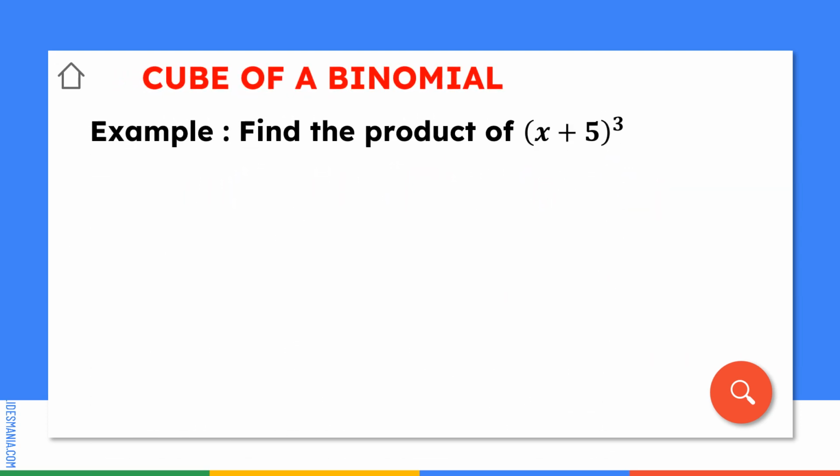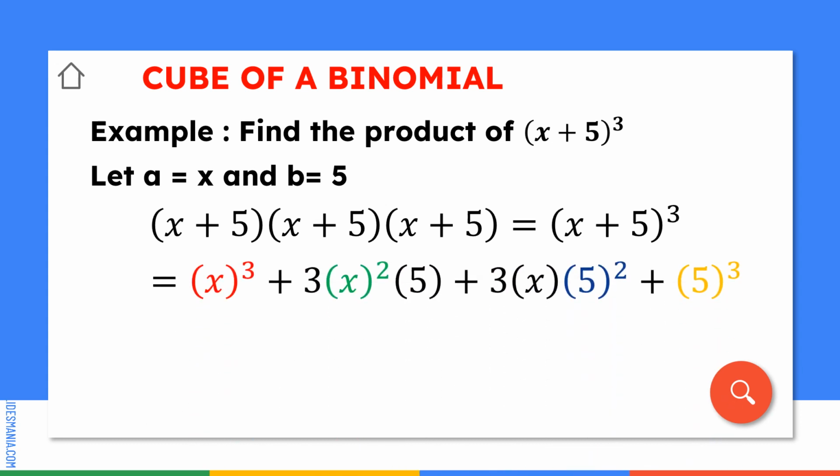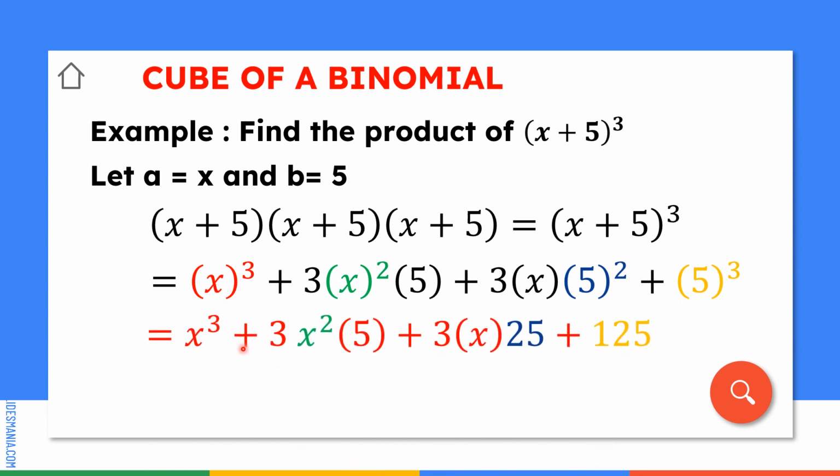So find the product of x plus 5 quantity cube. To solve for this, we let a equals x and b equals 5. X plus 5 times x plus 5 times x plus 5 is the same as our given. First, we are going to get the cube of our first term, and then plus 3, that is constant already, and then square the first term, and then copy the second term. Then plus 3 times x times the square of the second term, which is 5 squared, plus 5 cubed. And then simplify each term.